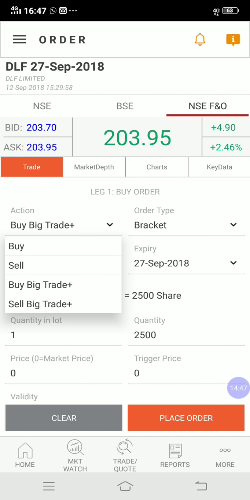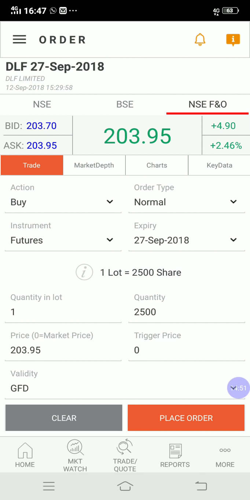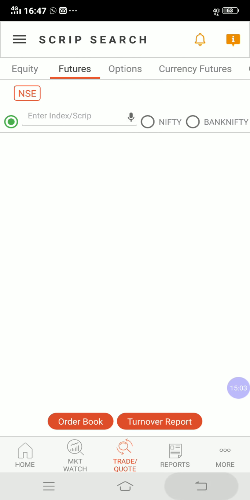A normal buy or sell order will be the normal way. You're purchasing the complete lot, and once you have purchased, it goes and sits in the orders, and accordingly you can square it off once you are in the profit area. So now this is how the futures can be used.